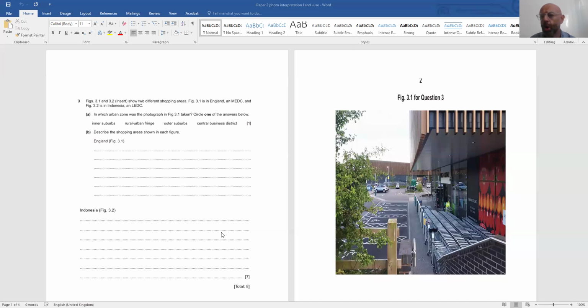So we've got a short 1 point question which relates to figure 3.1, the picture from the UK. In which urban zone was the photograph in figure 3.1 taken? Circle one of the answers below. It's a multiple choice. Listen, we did this. We looked at the different zones in urbanisation very early on. Okay, so if you've been revising migration, which is one of your three themes, hopefully you've revised a bit about urbanisation and people, rural urban migration.